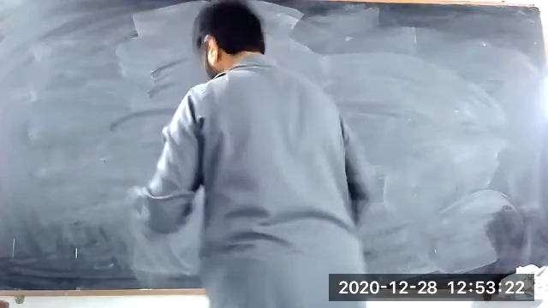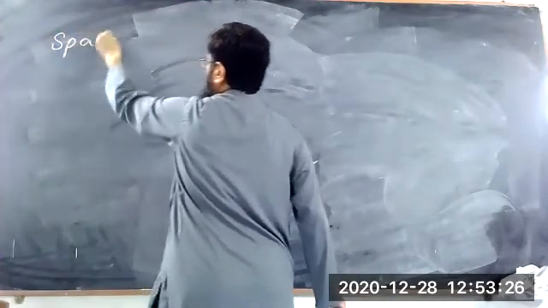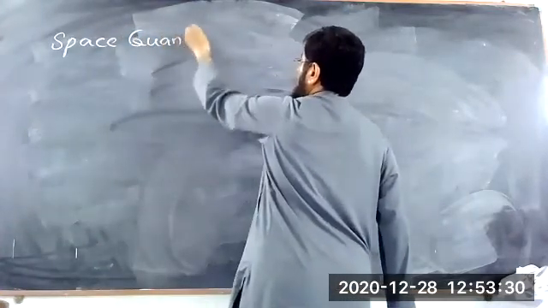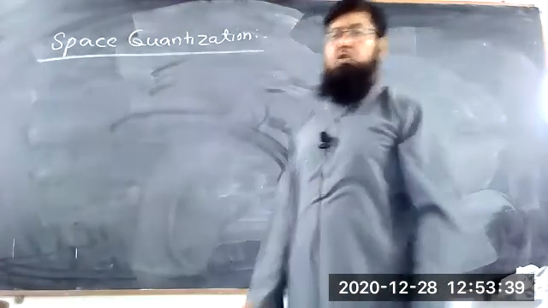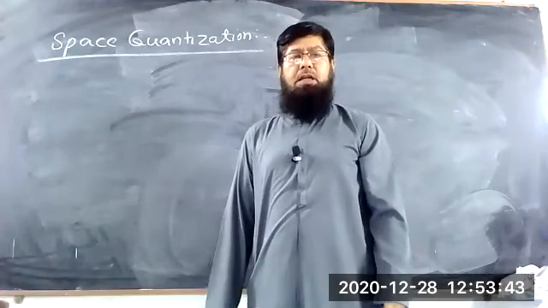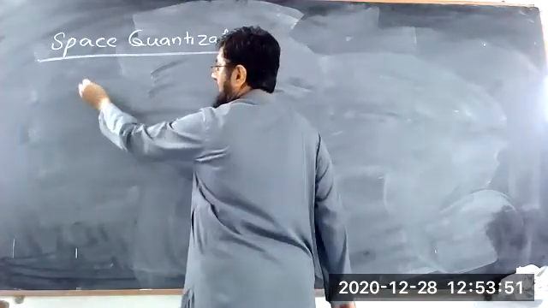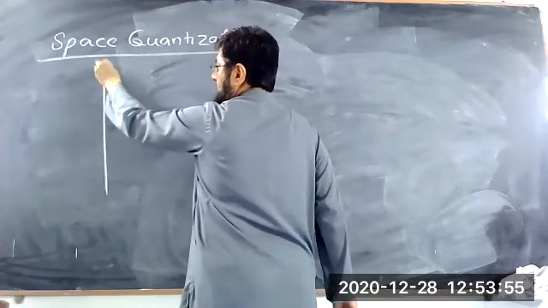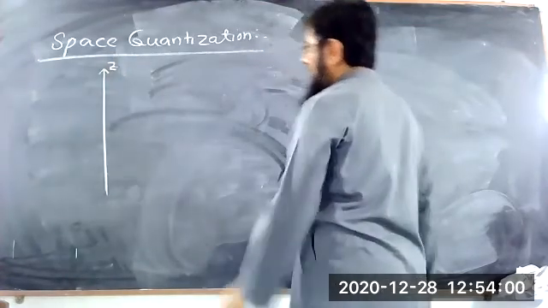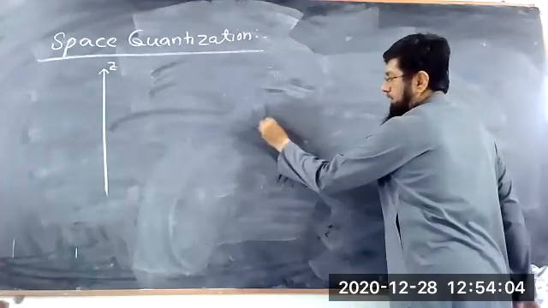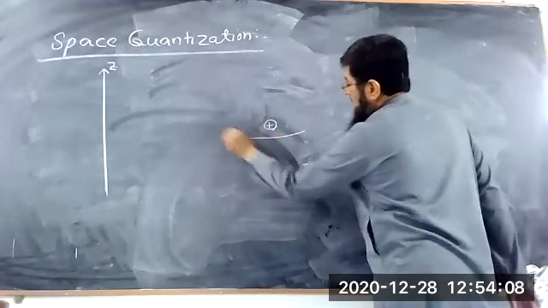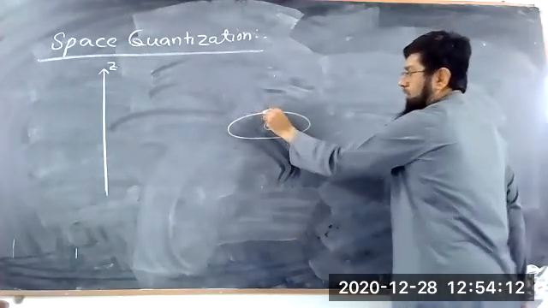Now in the space quantization, you know that one of the quantum numbers is the orbital angular momentum quantum number, which is quantized in space. For example, this is the reference direction which we call the z-axis. The electron is revolving here, this is the center which we call the nucleus, and this is the orbital in which the electron is revolving in this direction.